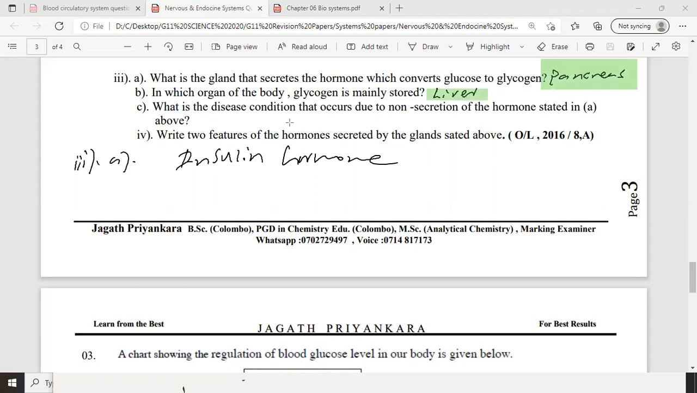Next one. What is the disease due to the non-secretion of that hormone? The pancreas secretes insulin. They ask what happens if that insulin is stopped.